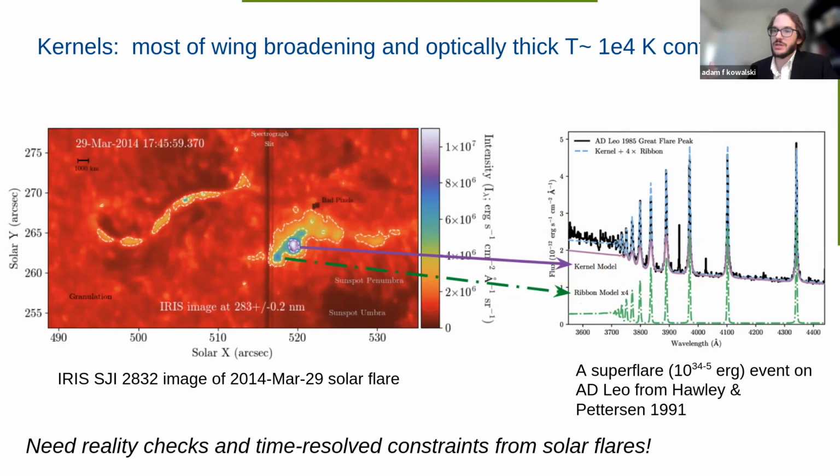So we have this degeneracy in stellar flares between the distribution of heating along the line of sight and in the XY plane. Got it. Thank you.